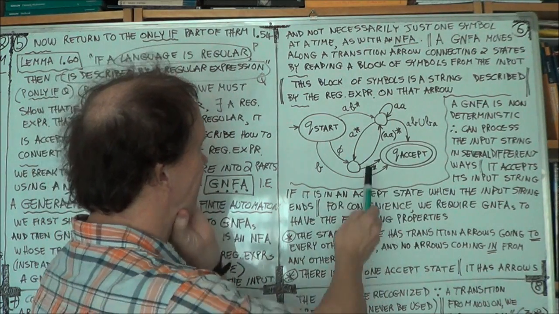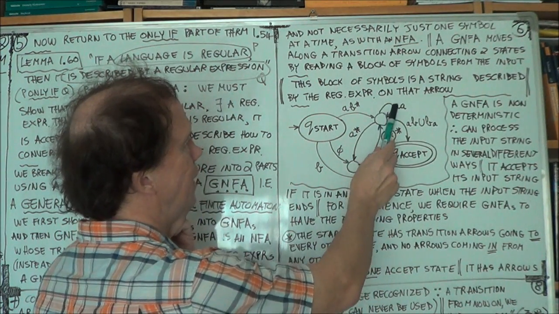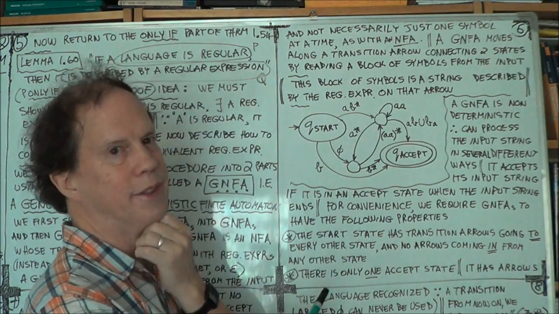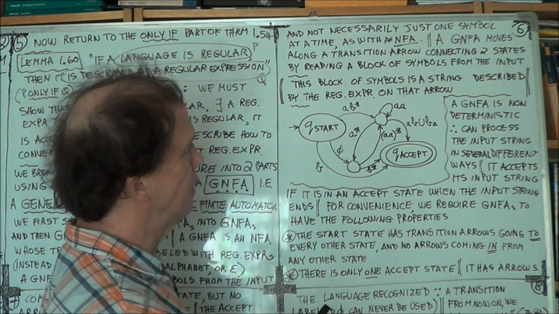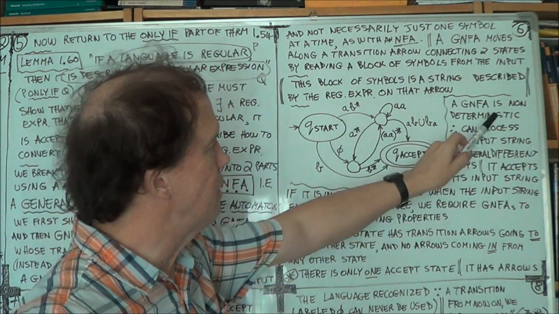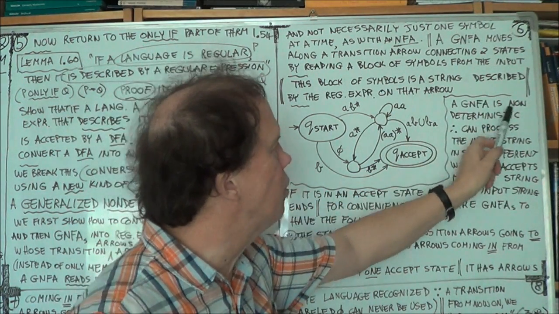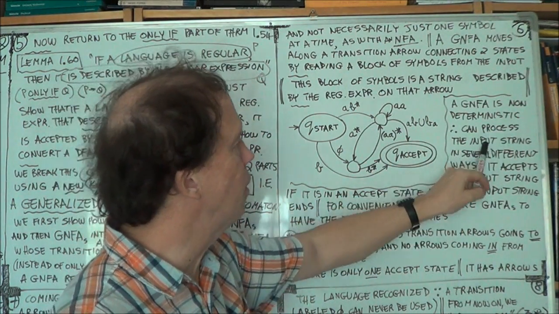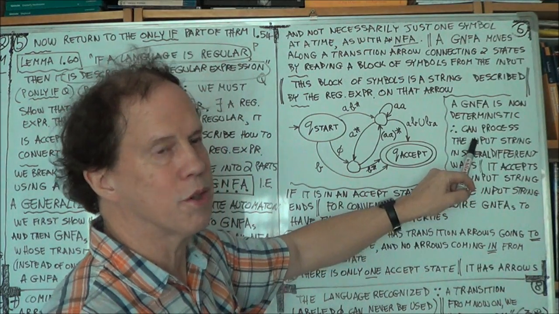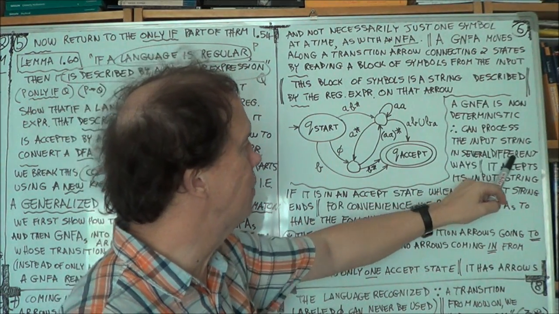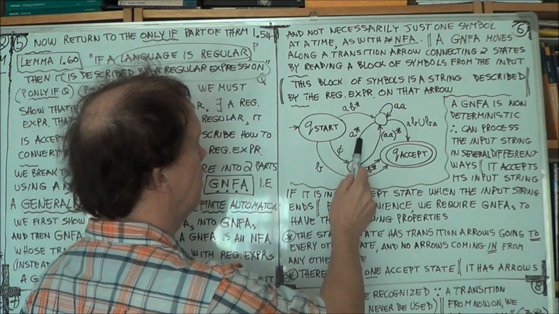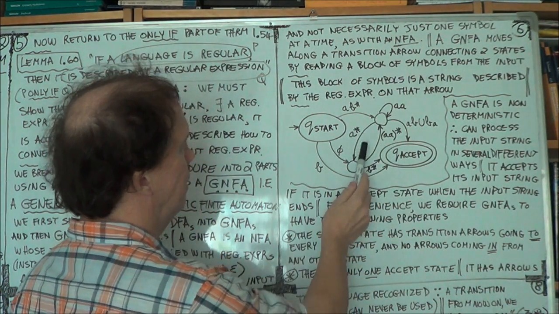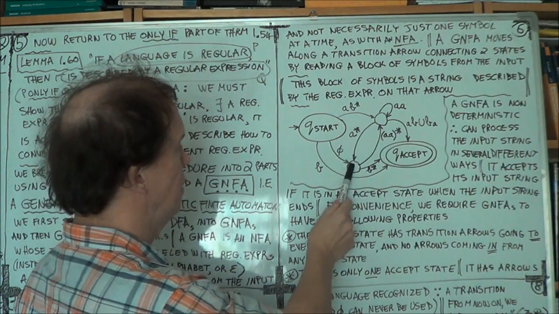Now that's interesting. I haven't seen that before. This GNFA is compatible with A star, right? So you could go back this way, or you could go to here. Now that's characteristic of a GNFA. So it's non-deterministic, right? It can process the input, the substring that it's reading, in several different ways. Here's an example: loop back to this state, or take this transition arrow to this state.